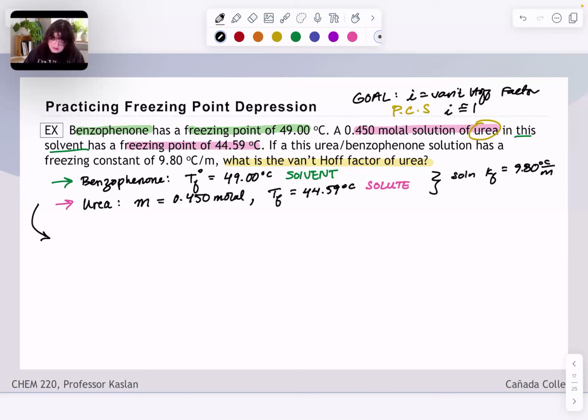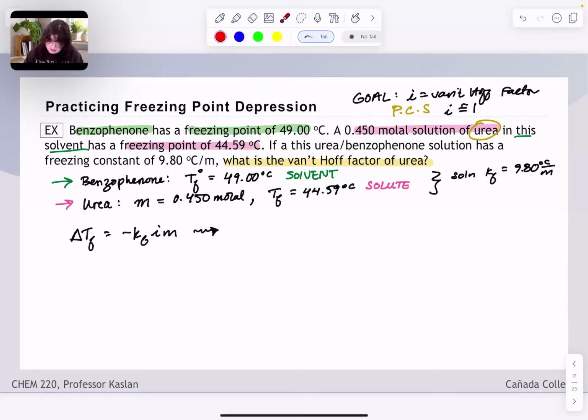All right. Since we are given information relating to freezing point, let's put our freezing point depression equation up on the board. So we have delta T_F is equal to negative K_F i m. And I'm going to rearrange this right off the bat, before I start introducing any numbers, to get i by itself. So I'm going to divide both sides by negative K_F and m. So i is equal to delta T_F over negative K_F m.